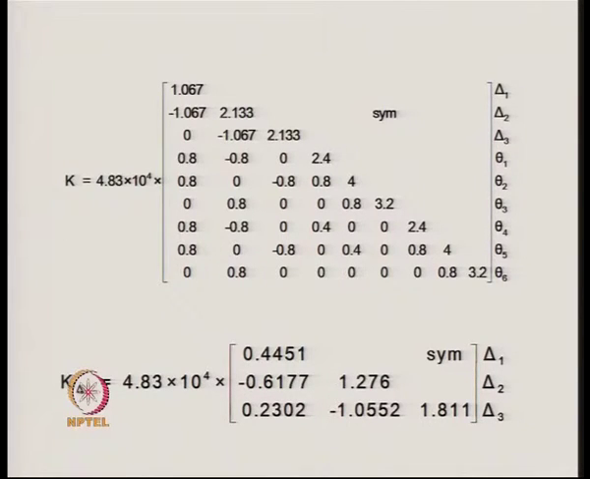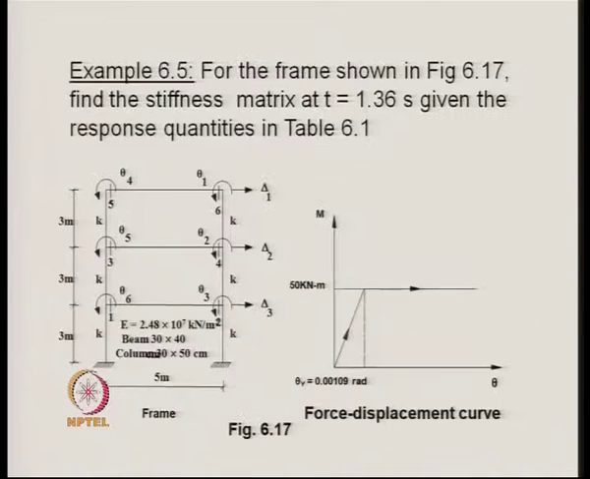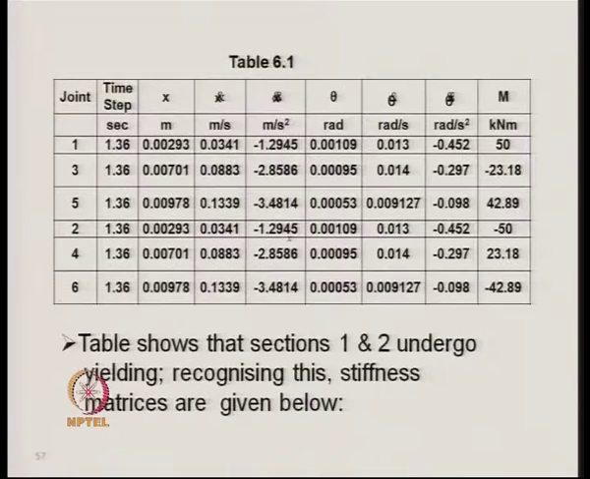These are the three displacements, and theta 1, theta 2, theta 3 are the rotations at one end of the beam, and theta 4, theta 5, theta 6 are the rotations at the other end of the beam. So, they are shown over here. Theta 1, theta 2, theta 3 are the rotations on the right hand side of the beam, and theta 4, theta 5, theta 6 are the rotations on the left hand side of the beam.